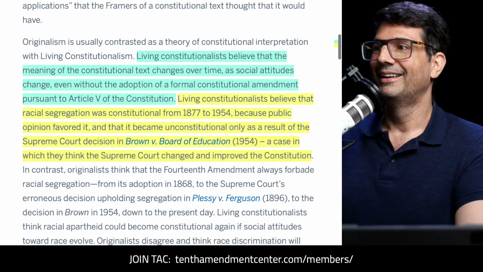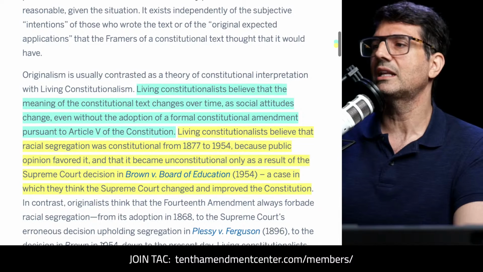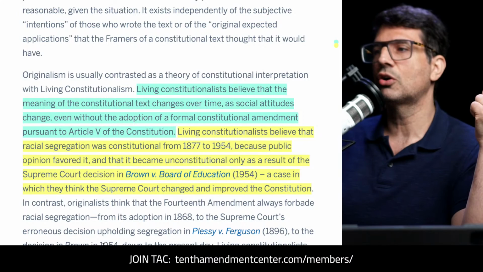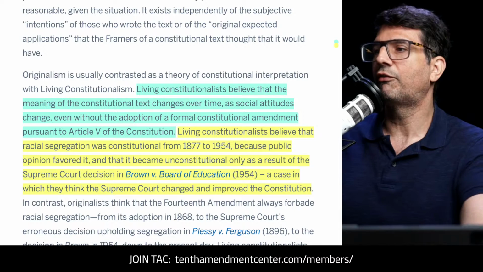You guys probably know my thoughts on this. Hear from Stephen Calabrese over at the Constitution Center. He said, "Living constitutionalists believe that the meaning of the constitutional text changes over time as social attitudes change, even without the adoption of a formal constitutional amendment pursuant to Article 5 of the Constitution." And he gives an interesting example.